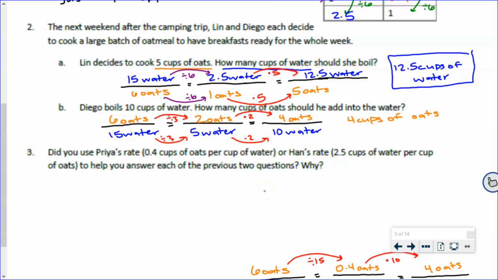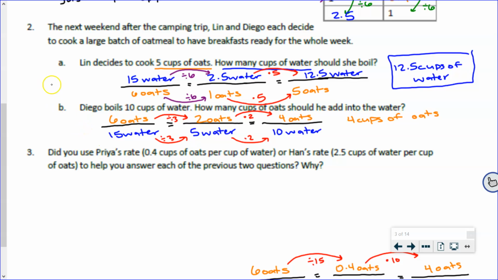Which ratio did we use to answer those questions? Good. What are your thoughts, Brighton? Yeah, again, we used both ratios, didn't we? We used one ratio to answer question A, and we used the other ratio to answer question B.